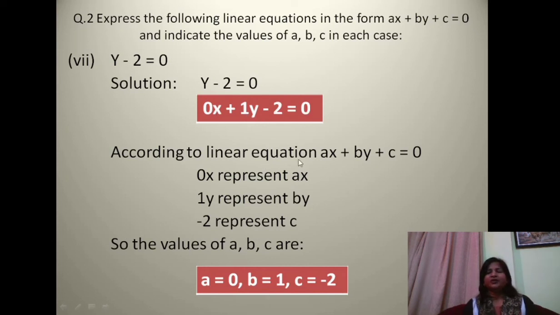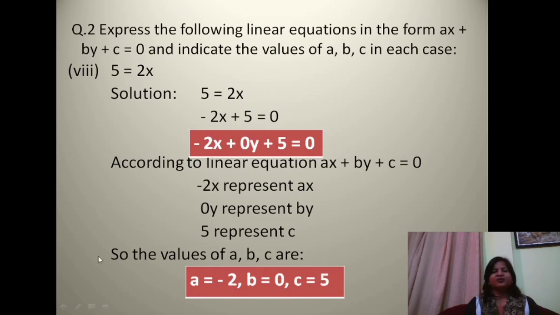According to the linear equation ax plus by plus c is equals to 0, here you can see 0x represents ax, 1y represents by, minus 2 represents c. Here you can easily find out a is equals to 0. b is equal to 1. c is equals to minus 2. So our final values of a, b, c are a is equals to 0, b is equals to 1 and c is equals to minus 2.